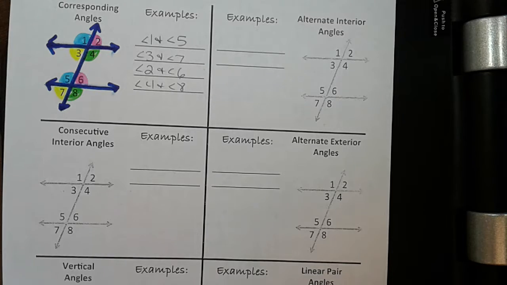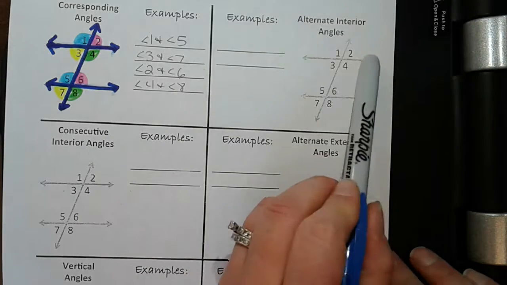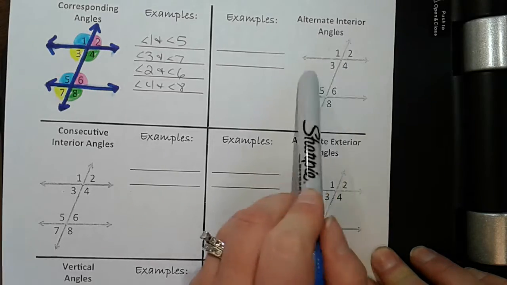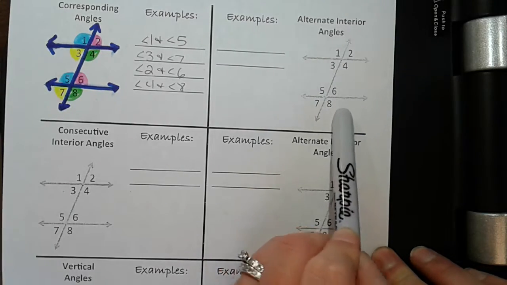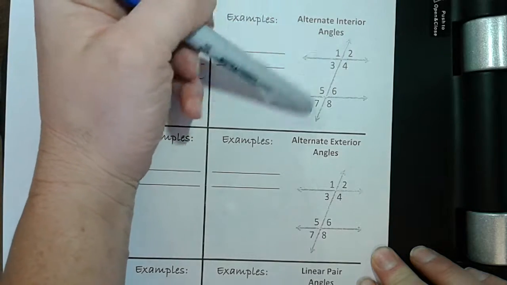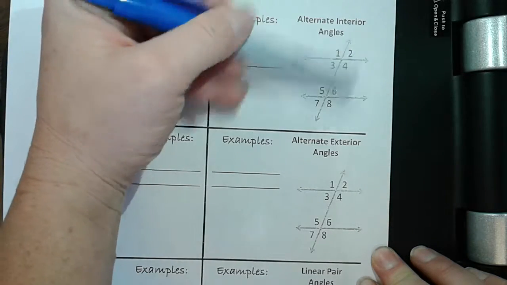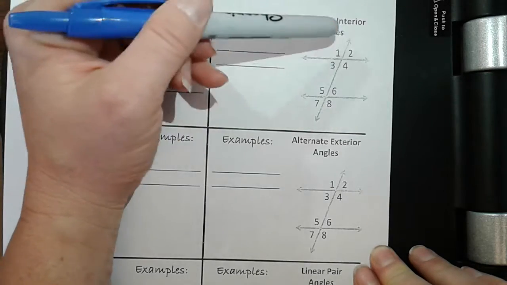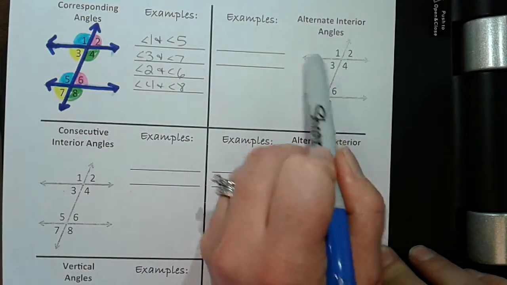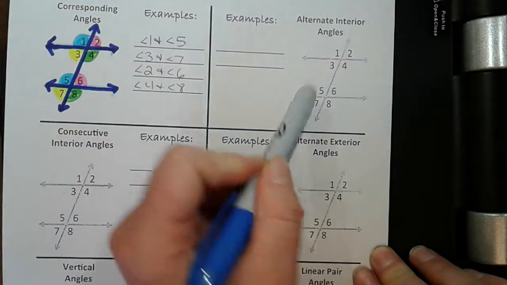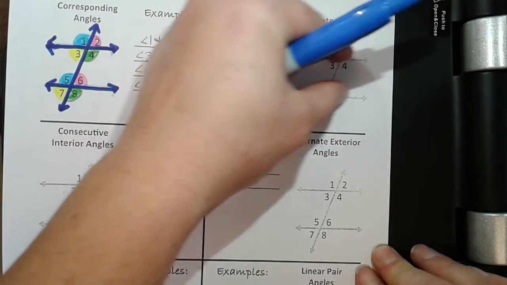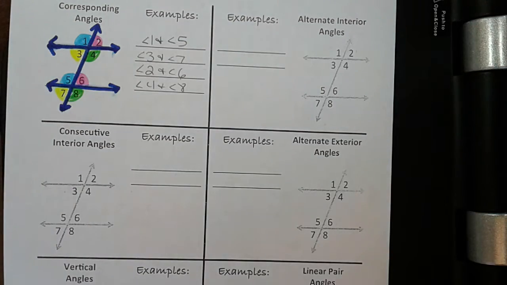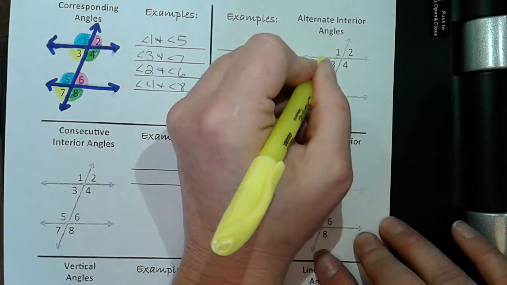All right, alternate interior angles. Now let's see what that really means. So here we've got our parallel lines. They're cut by a transversal. Alternate means that they're on opposite sides of the transversal. So if one of the angles is on this side, then the other angle is going to be on this side. So that's what alternate means. Now interior means that they are inside the parallel lines. Okay, so they're going to be in the middle of these two lines, not on the outside, on the inside, the interior. So alternate interior angles are going to be these ones here.